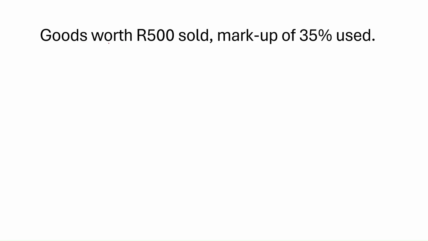Goods worth 500 Rand sold, markup of 35%. Here the keyword is worth, 500 Rand. This tells us the cost price, because if we are the business and we bought something, that's how much it's worth. So that's basically how we can tell that's our cost price, and this we should know by now is the markup percentage.